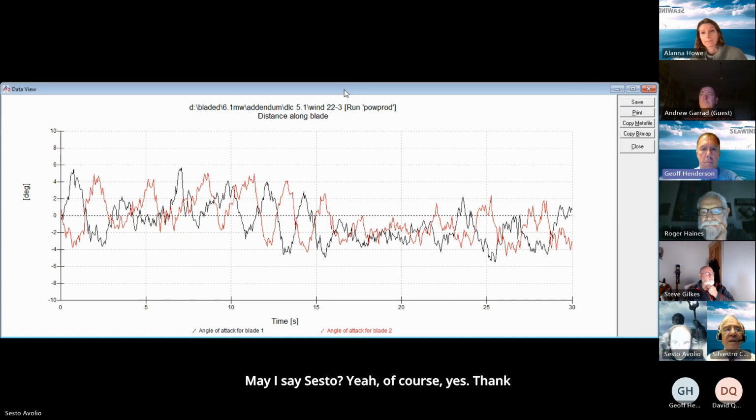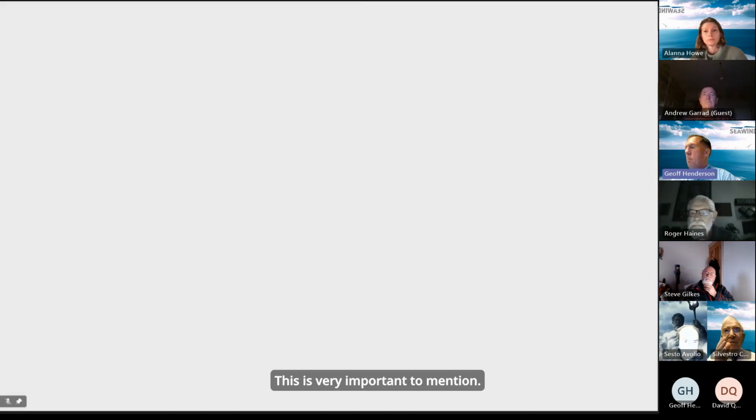May I say so? Yeah, of course, yes. Yes, thank you. And I would add that before using the brake, the yaw system remains active, I mean, controlling the direction of the rotor disc. This is very important to mention.